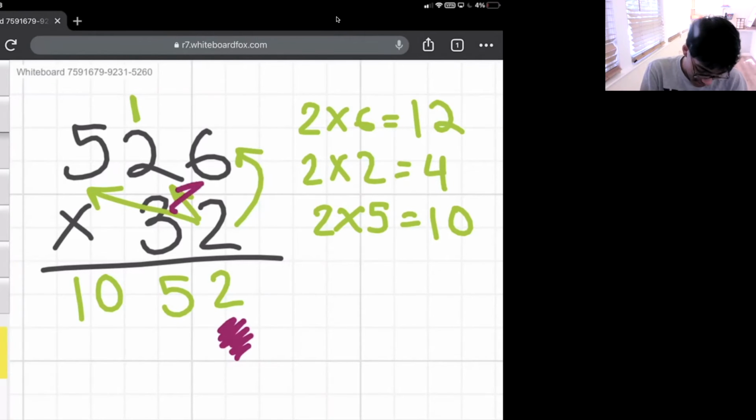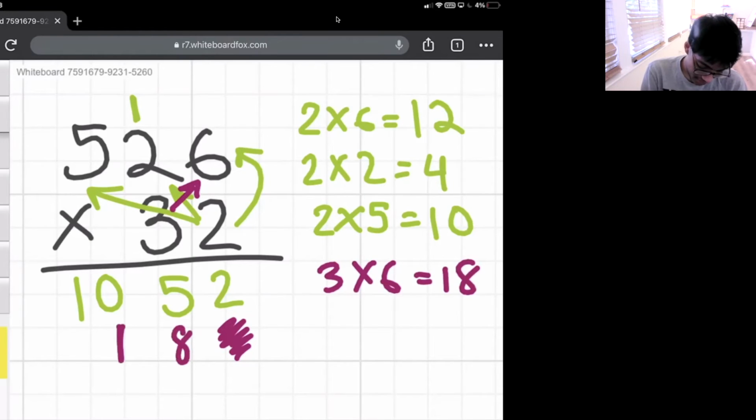Now 3 times 6. What is 3 times 6? Well, 3 times 6 is 18. I'm going to put the last digit, right? Because I know I have more to go. I'm not going to put the 1 here because I know I have more multiplication left. So I'm just going to carry over the 1 here.